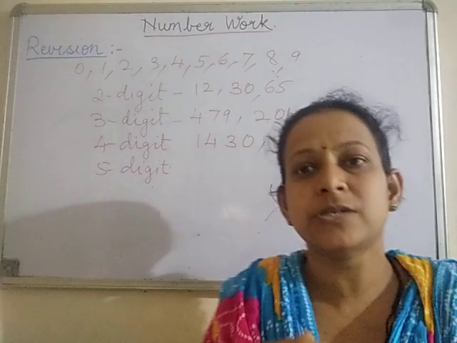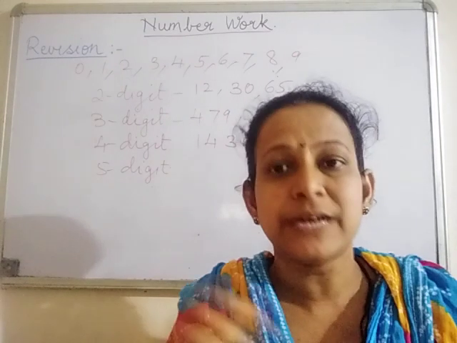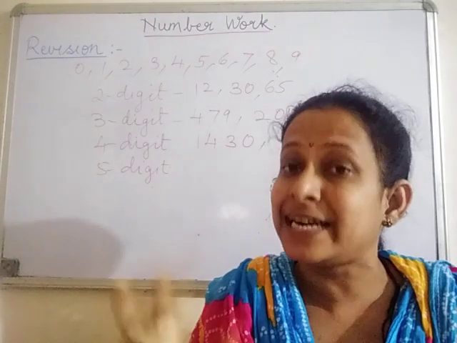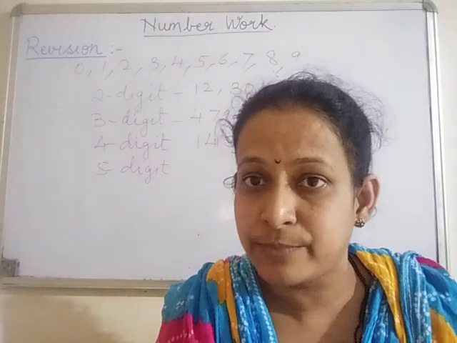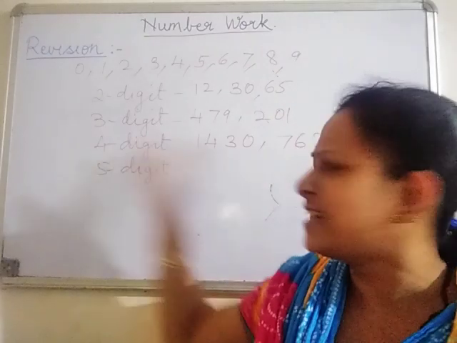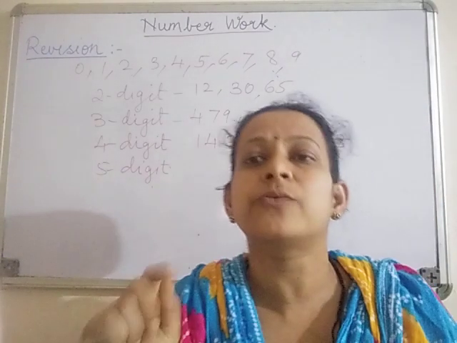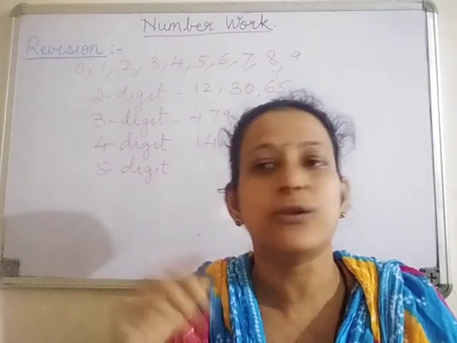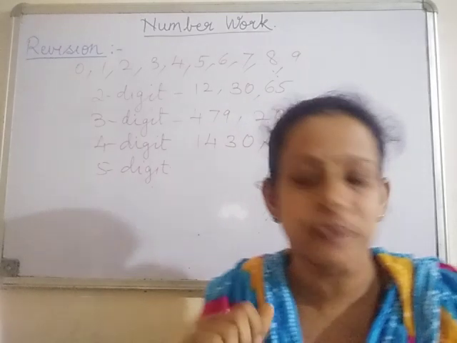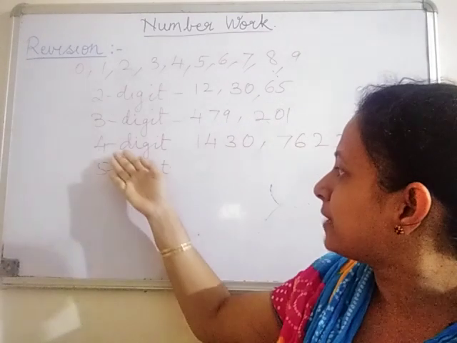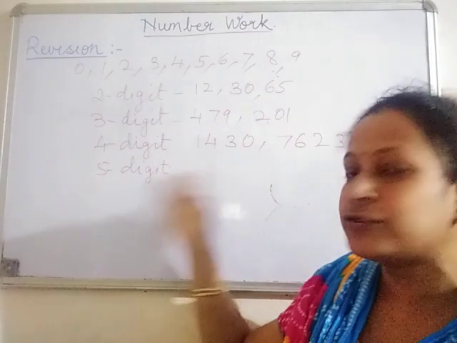Is that clear, students? What you are supposed to do is write this in your Maths CW, which is very easy. You have to write on your own. This question I am not going to give any answer. Then you can make 5-digit numbers also, 10 numbers.